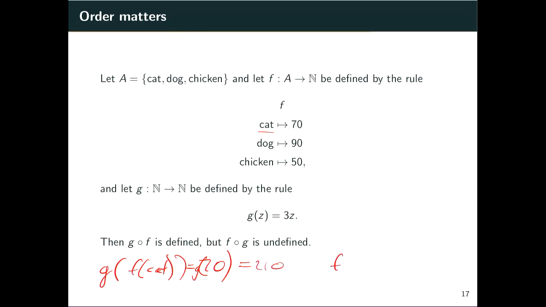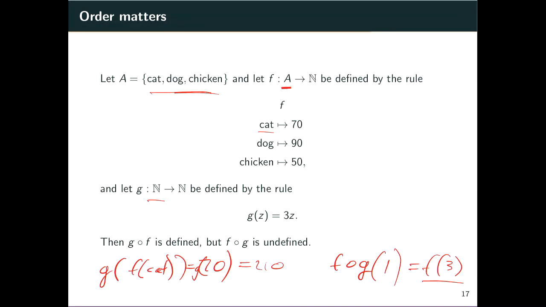But if we looked at f circle g, well, g maps from a natural number, so let's take the number 1. Then this is equal to f of 3, and the function f on a natural number is not well defined, because f is only mapping from this set of animals. So it's really important that you get the ordering of functions right, and that the sets are mapping to the correct places.